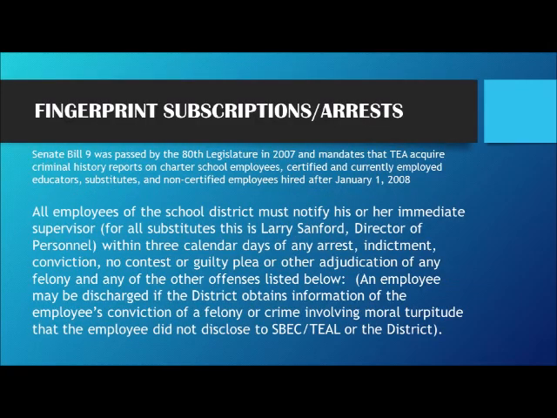Fingerprint subscriptions and arrests. Senate Bill 9 was passed by the 80th Legislature in 2007 and mandates that TEA acquire criminal history reports on charter school employees, certified and currently employed educators, substitutes, and non-certified employees hired after January 1, 2008. All employees of the school district must notify his or her immediate supervisor.